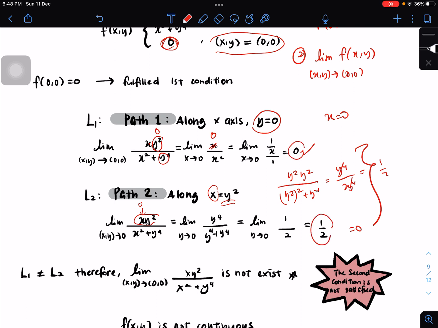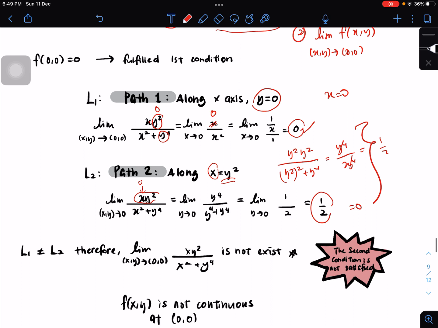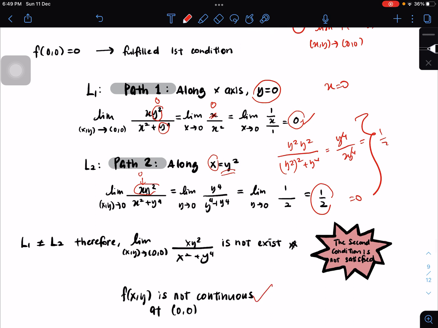They are not equal. Means you can conclude that the limit of the function f(x, y) when (x, y) approaches (0, 0) does not exist. So when the limit does not exist, it means that the second condition is not fulfilled. Therefore we conclude that our function f(x, y) is not continuous at (0, 0). Because to be continuous, we need to show all conditions are fulfilled. Now the second condition is not fulfilled, so no need for us to check the third condition.